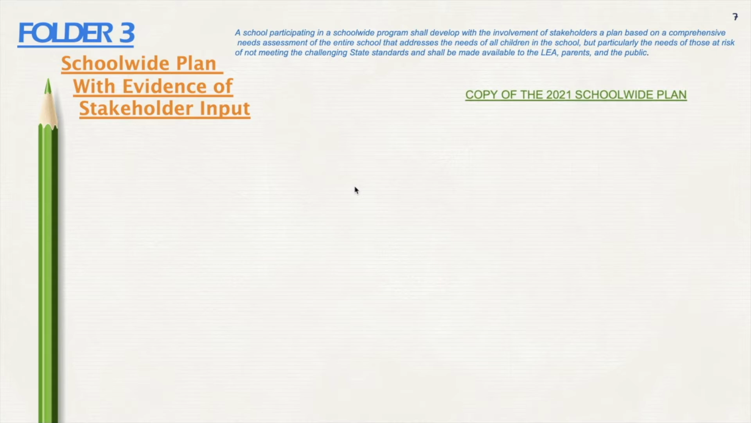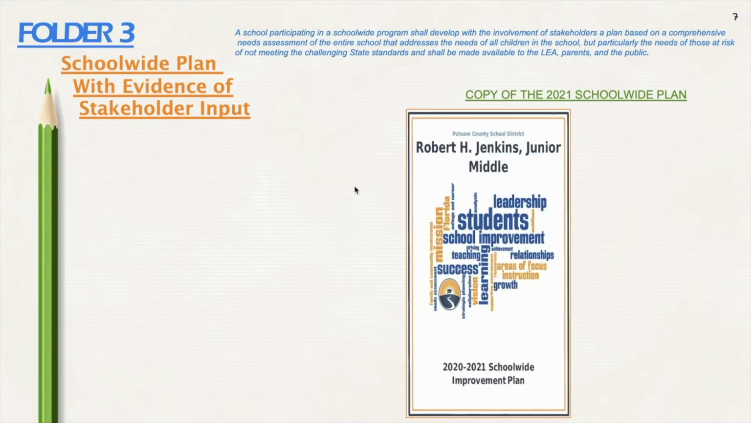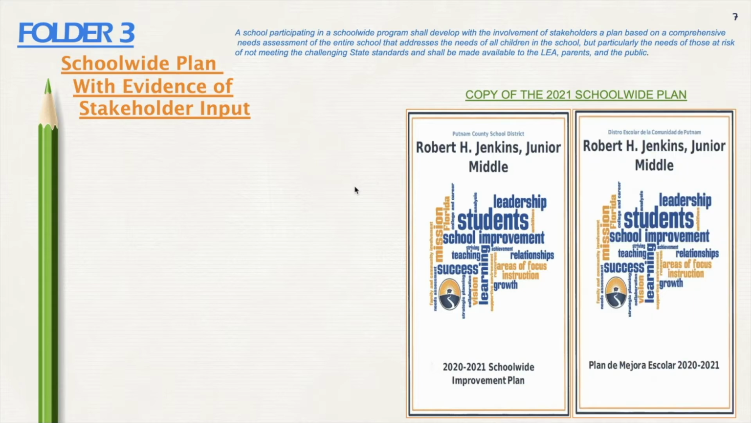You add a copy of your school-wide plan, which more than likely will look like this. You have a version in English, and auditors have asked us to also make that available in Spanish to our parents, as that's a major second language that the majority of people in Putnam County speak. We were asked to do that, so we have that in there, both English and Spanish.